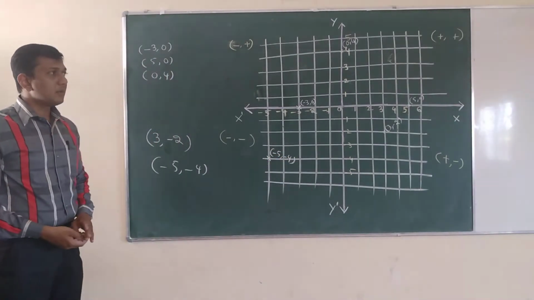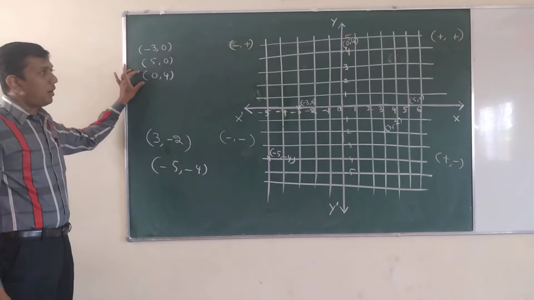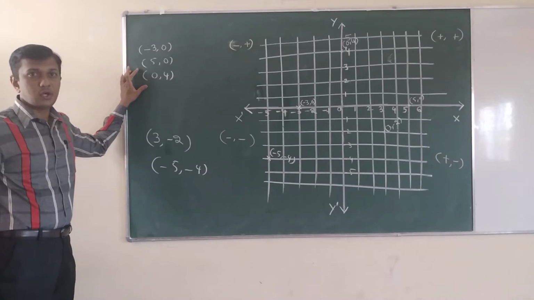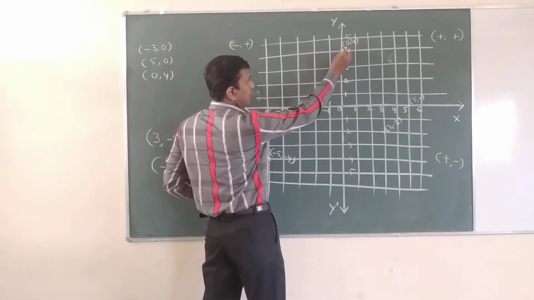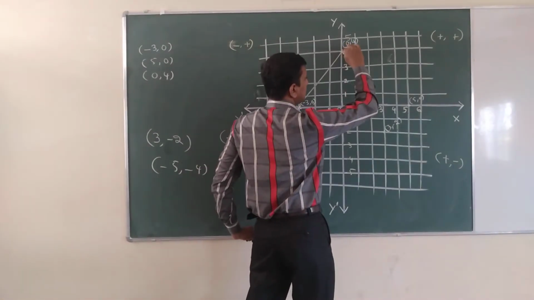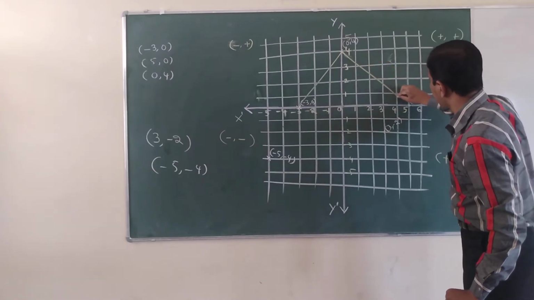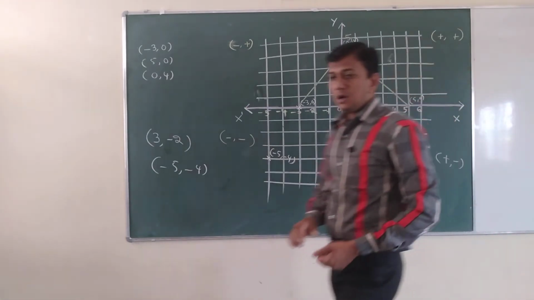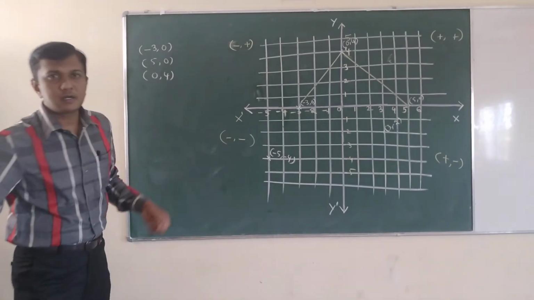One example is also given, a question in the textbook, regarding these 3 points. Plot these 3 points on the graph and join them to form a triangle. So if you take a scale and join these points, it will form a triangle. Now, not only forming a triangle, we have to find out the area of the triangle.